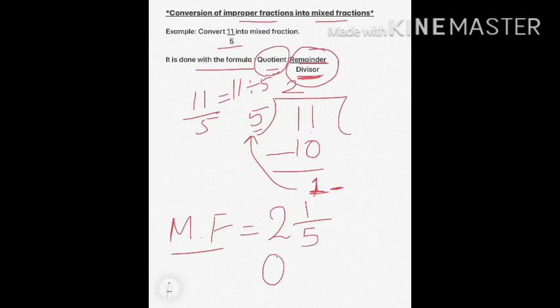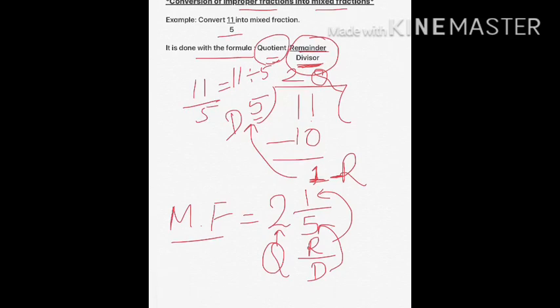So what was the formula? This answer is satisfying the formula. 2 is the quotient. This is the remainder, and what is the remainder here? Remainder is 1. And what is the divisor here? Divisor is 5. So I can write here D for divisor. Is it clear? So this is the way of converting an improper fraction into a mixed fraction.